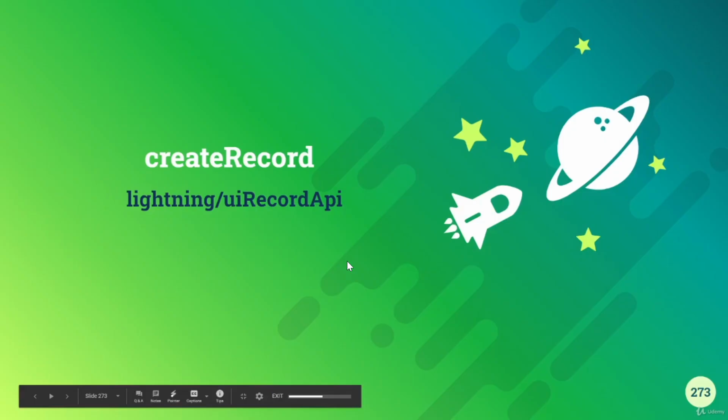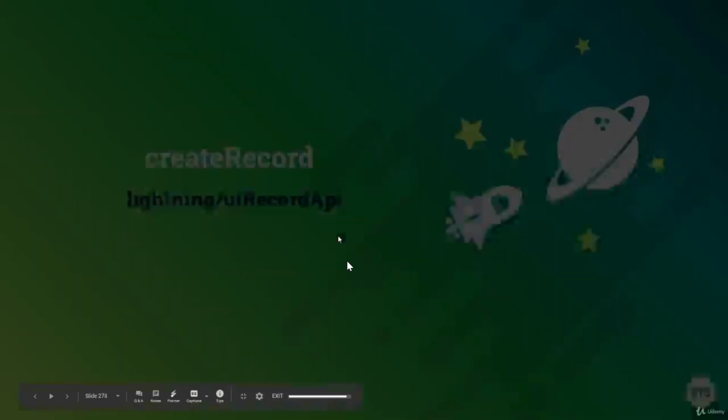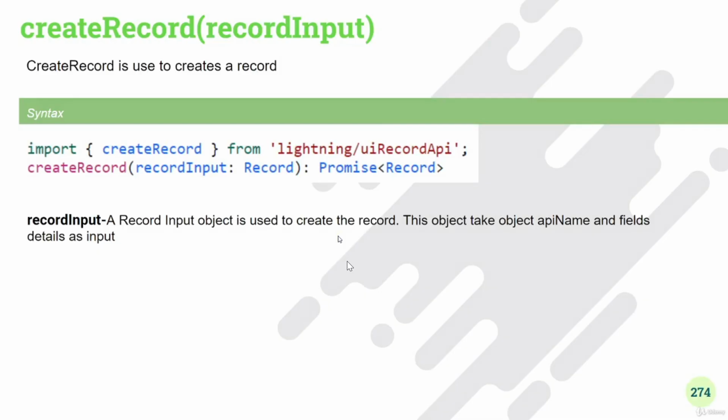In this video we'll talk about the create record function, and this function we can import from Lightning UI Record API. As the name suggests, this function is used to create a record, and the syntax is very simple. First you need to import the function from Lightning UI Record API, and then you have to call this function and pass the record input object, and this input object will be used to create the record. This object takes the object API name and the fields detail as an input, and this function returns a promise.